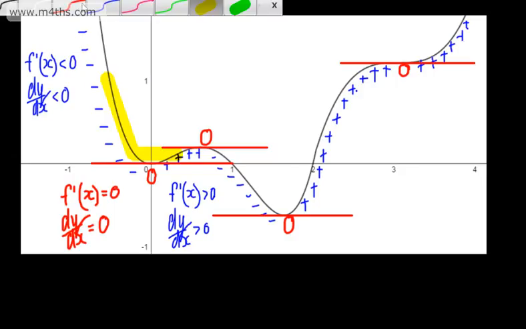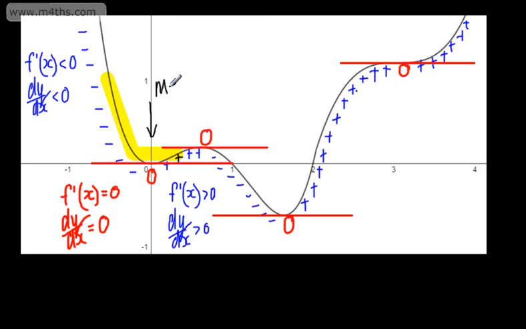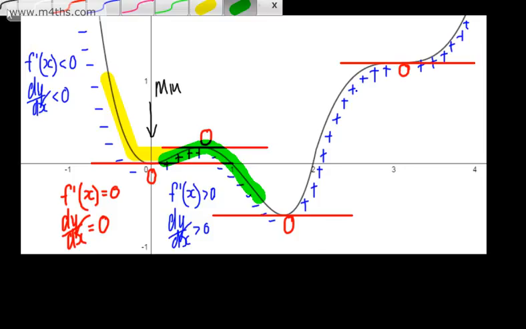So this one just here, and let's write that on. This one is going to be a minimum. So that is a minimum. Or it opens upwards, or if you like, it's concave upwards. What I'm now going to do is look at the gradient here. Now the gradient here is positive. We come up to the 0 and we come round, and it's now negative. This one opens downwards, and we call this a maximum.